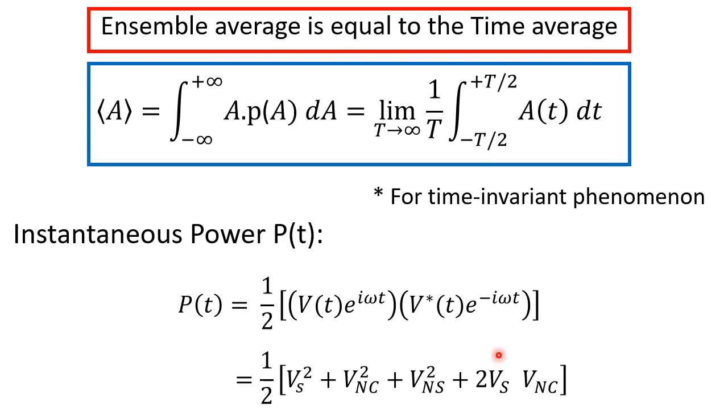And if you collect all these terms, the terms that contain VNS come with a plus or minus i, and they get cancelled out. So eventually you are left with these 4 terms, which is the instantaneous power at a time t, which is simply Vs square at a time t, Vnc square at the time t, Vns square at the time t, and Vs times Vnc at the time t. Remember, I have not averaged anything here yet. I'm just looking at the instantaneous power.